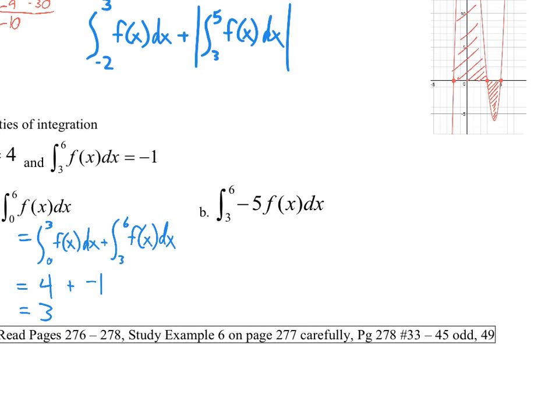For part B here, notice we've got the constant -5 times the function. What can we do with that? Take it out. Yeah, take the -5 out. Very good. Take that -5 out, and we're going to do the integral from 3 to 6 of f of x dx. So it's -5 times the -1, so we get a +5 for that integral. Okay? So just some basic practice using the properties in order to find some integrals. If we know an integral, we can do some modifications on it and not have to recalculate a whole integral.